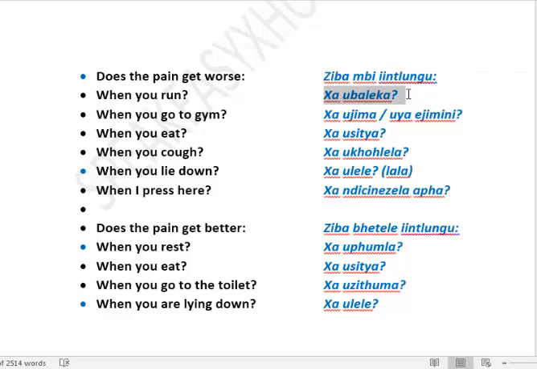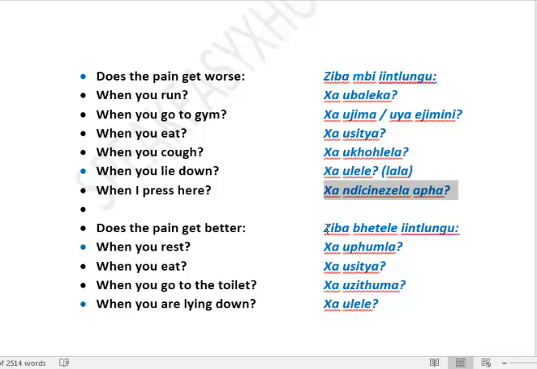Xa ubaleka, when you run. Xa ujima or uya ejimini, when you go to the gym. Xa usitya, when you eat. Xa ukhohlela, when you cough. Xa ulele, when you are lying down. Okay, lala is the verb lie down. Lele, lying down. Xa ndicinezela apha, when I press here.